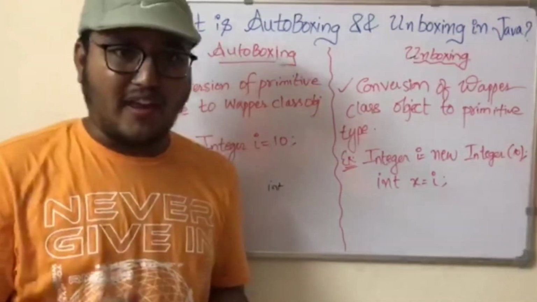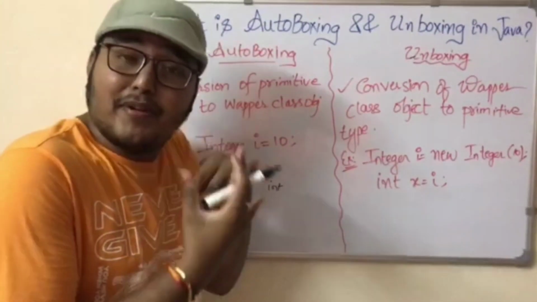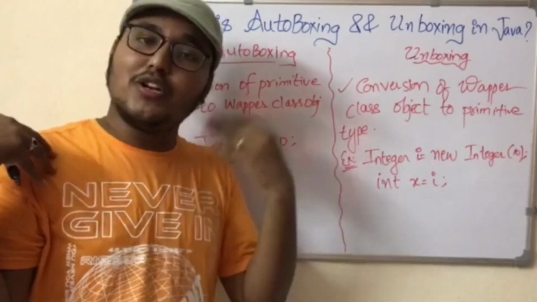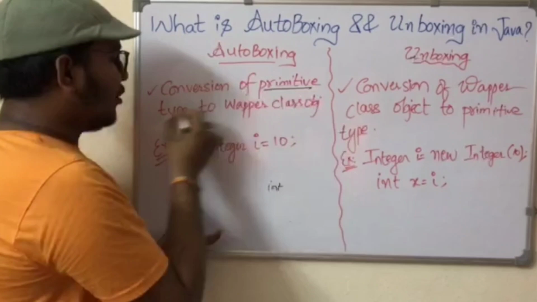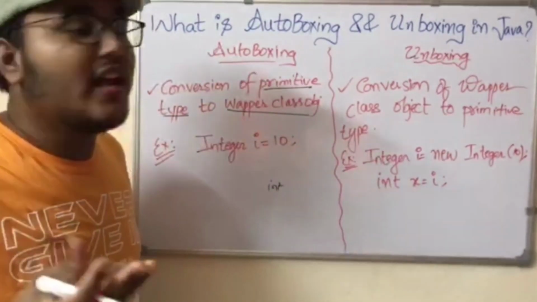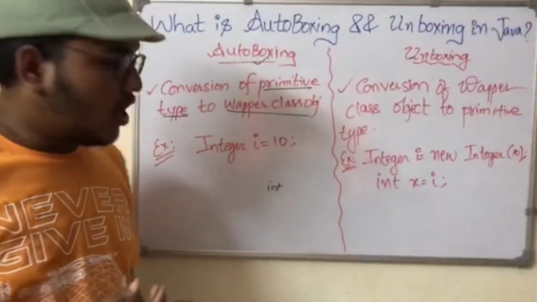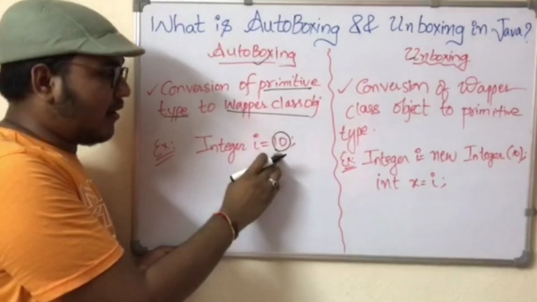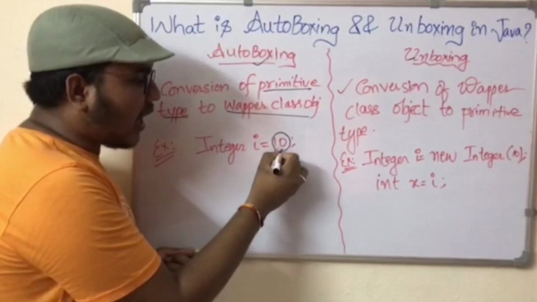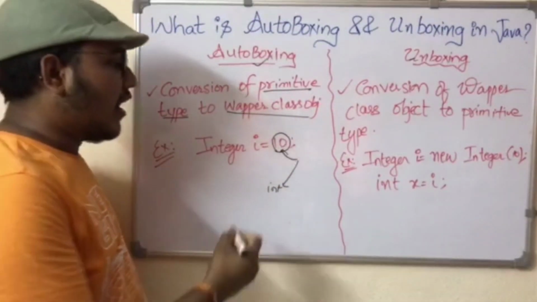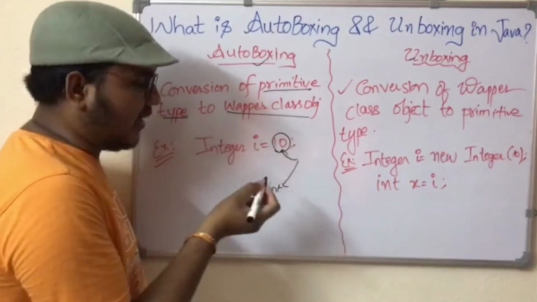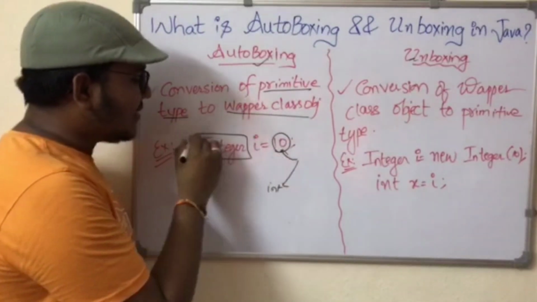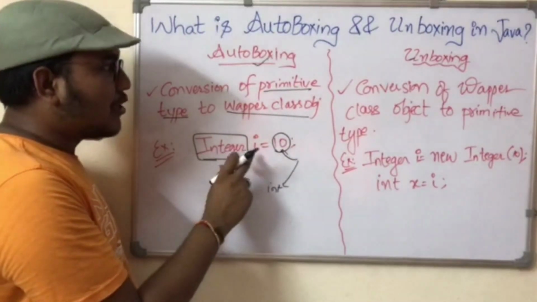So is there any way that we can convert the primitive data types into objects? Yes, we have a way to convert primitive data types into objects. The conversion of a primitive data type into a wrapper class object is known as auto-boxing. Let's take the example Integer i = 10. So this 10 is an integer value. Now I want to convert this integer into an object. If I want to convert this integer into a wrapper class object called Integer, this can be done using auto-boxing.